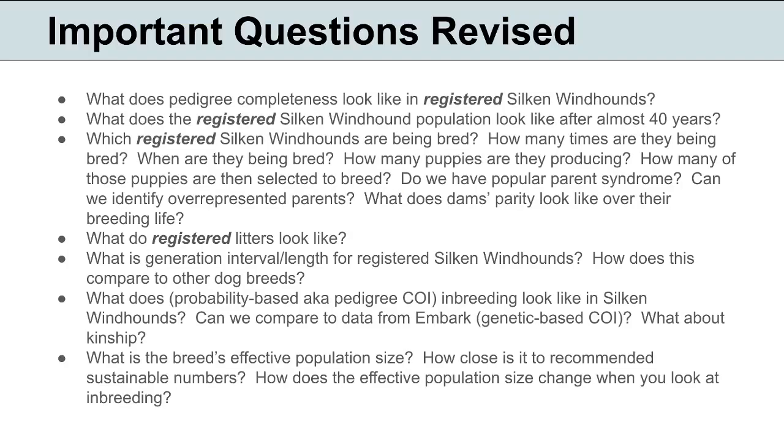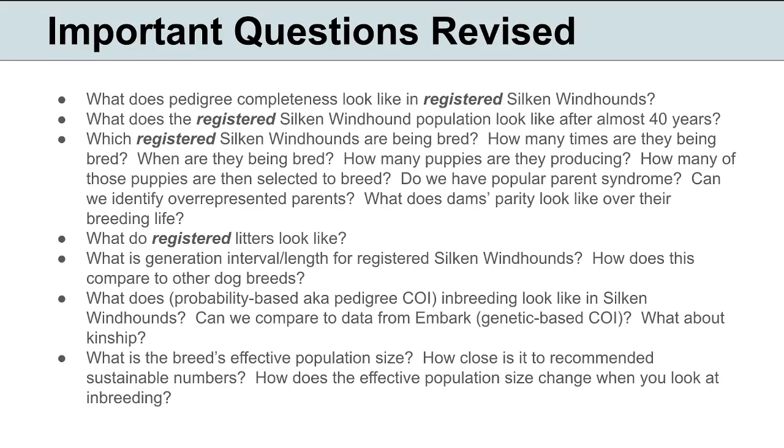So what does pedigree completeness look like in registered Silken Windhounds? What does the registered Silken Windhound population look like? What registered Silken Windhounds are being bred? How many times are they being bred? When are they being bred? How many puppies are they producing? How many of those puppies are then selected to breed? Do we have popular parent syndrome? Can we identify overrepresented parents?